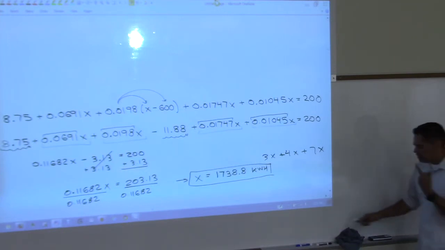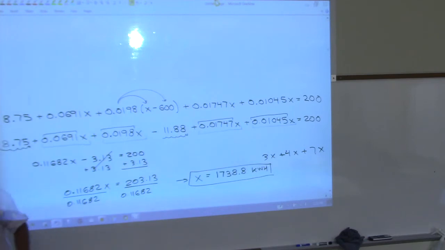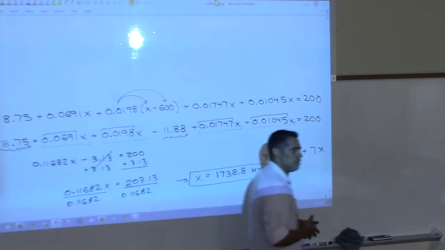Do y'all remember how many kilowatt hours I had this month? It was like 1,800 something, right? And my bill was like 212 or something like that, wasn't it? Right? So does this answer make sense then? It's less kilowatt hours than I had, and it's 200. So I need to keep it.